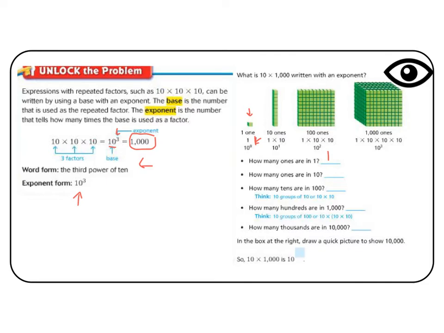The next thing we have is a long. A long is worth 10. It has 1, 2, 3, 4, 5, 6, 7, 8, 9, 10 individual cubes in a long. So it is worth 10. And notice now we have 1, 10, 1, 0. So we call that 10 to the power of 1.